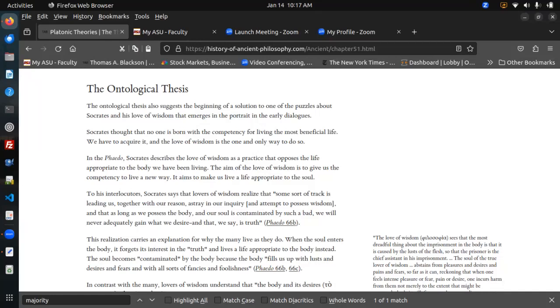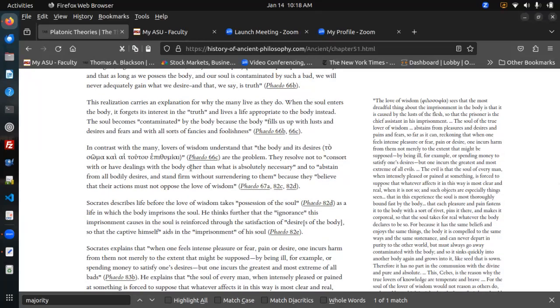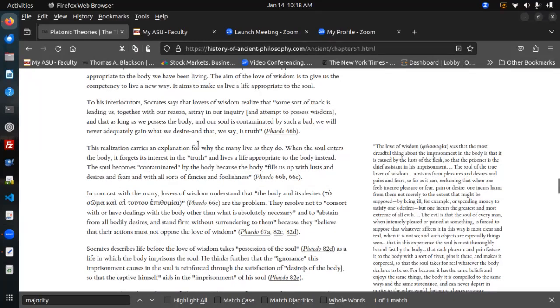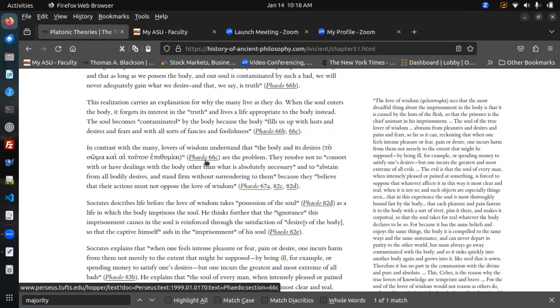Now, the lover of wisdom, remember Socrates himself thinks of himself as a lover of wisdom. The lover of wisdom, Socrates explains, has realized what has happened to the soul, right? So most of us, according to this story, don't realize what has happened to the soul. We just find ourselves living a certain way, namely trying to get pleasure and trying to avoid pain. And we get Socrates saying that the lover of wisdom realizes instead, and we have all these passages down here that I've quoted for you, that really the body has imprisoned the soul.